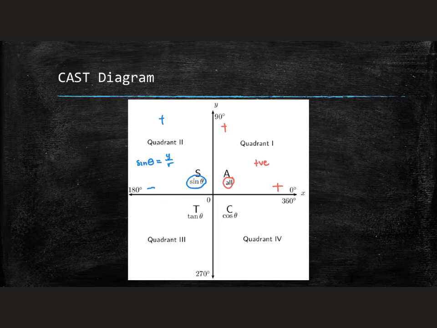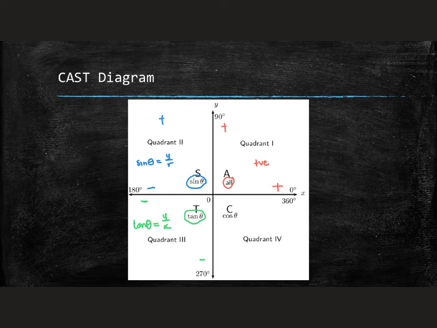In the third quadrant, the x's were negative and the y's were negative. And so what happened here was we noticed that only tan came out positive, because tan quite specifically had a relationship where we had opposite over adjacent, a negative y over a negative x, and two negatives made a positive in this quadrant.